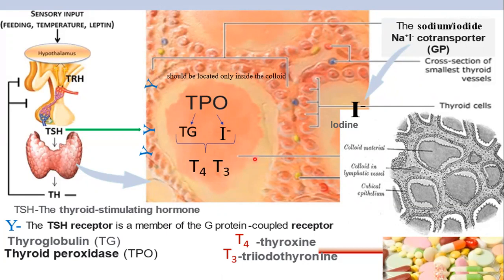But our body needs iodine from the diet. Okay, from the diet, iodine comes as potassium iodide. This potassium iodide from the diet is transported into the colloid by a co-transporter glycoprotein. The co-transporter glycoprotein will transport iodine into the colloid. This is a very important moment. You should know about it, okay?